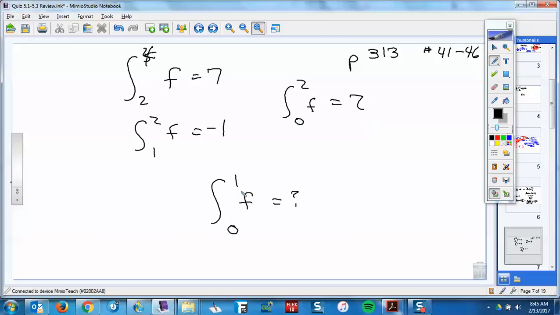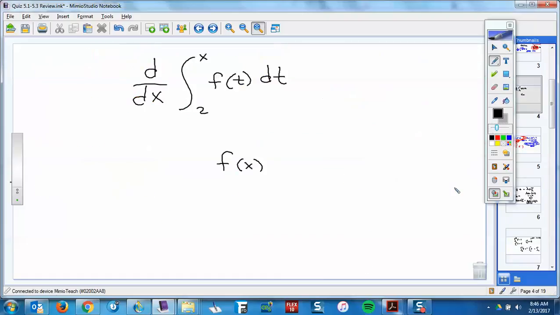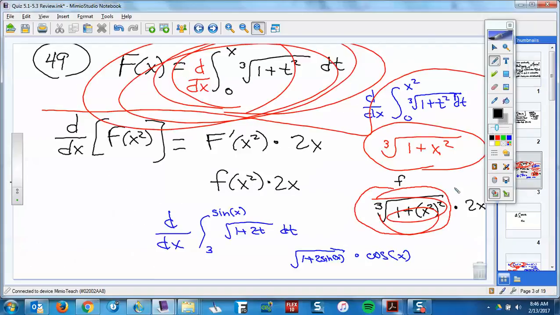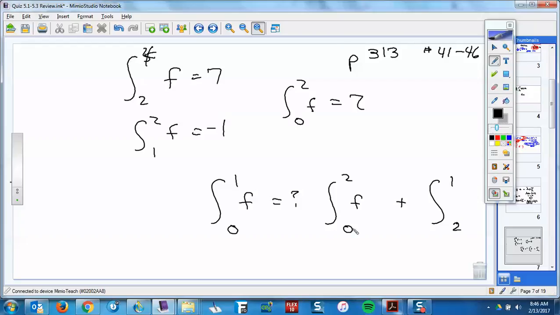So using that formula for splitting integrals, remember 0 to 1, this has to be your beginning and your end. That would equal the integral from 0 to 2 plus the integral from 2 to 1. Remember, on that formula, those in the middle have to agree. If I want 0 to 1, I start at 0, end at 1, and in between I have this.